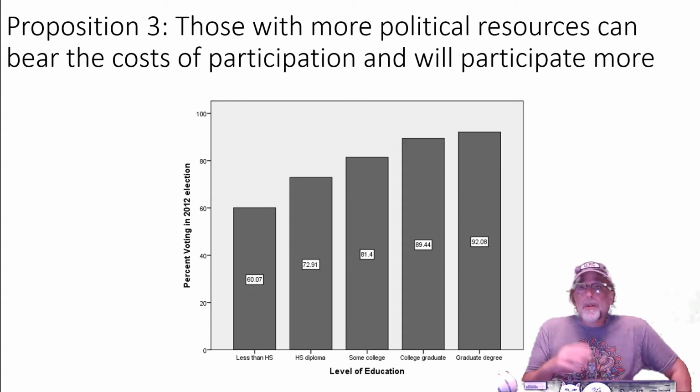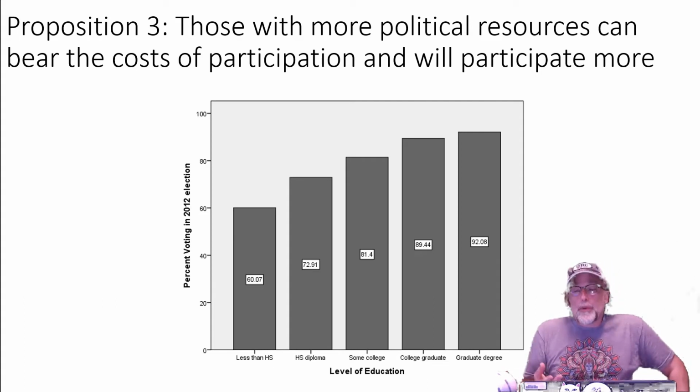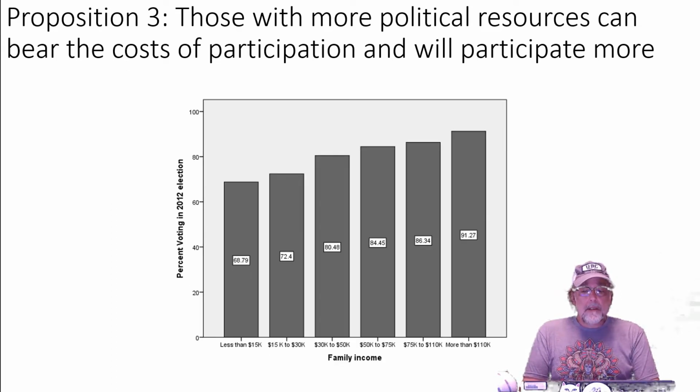So less than high school, 60%. Graduate degree, 92%. If you have a graduate degree, you are almost certain to cast a vote. That's a pretty big difference across those demographics.